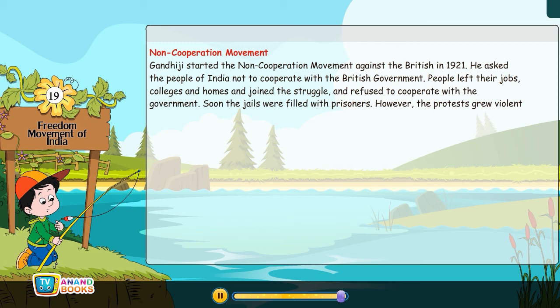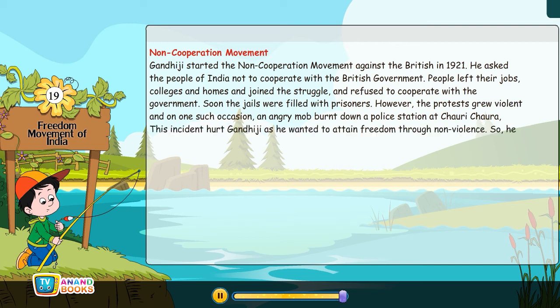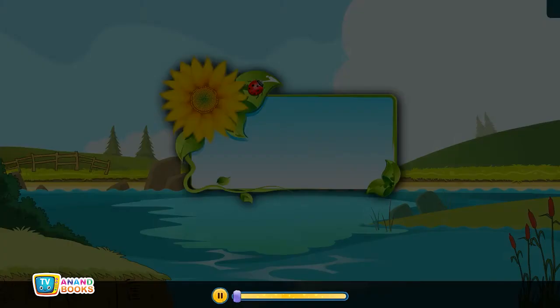However, the protests grew violent, and on one such occasion, an angry mob burnt down a police station at Chauri Chaura. This incident hurt Gandhiji as he wanted to attain freedom through non-violence. So he withdrew the movement.